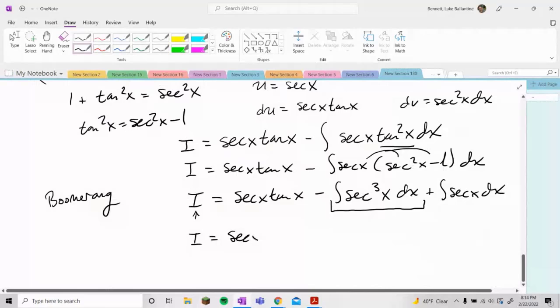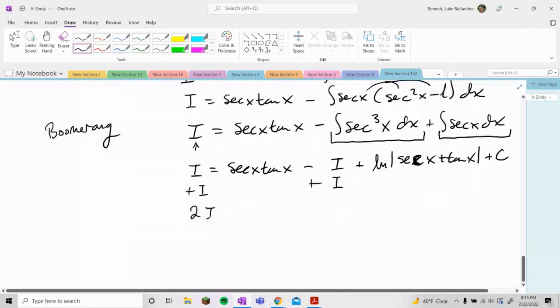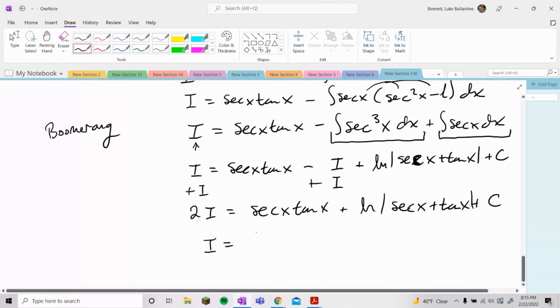So we have I equals secant x tangent x minus I plus, and then what's the antiderivative of this? Well, we just found it. This is plus the natural log absolute value secant x plus tangent x plus c. So we can add I over and collect them. So we have 2I equals secant x tangent x plus ln absolute value secant x plus tangent x plus c. So then I is now 1/2. We just divide, right? It's a multiple of the integral we started with, so we can isolate it.